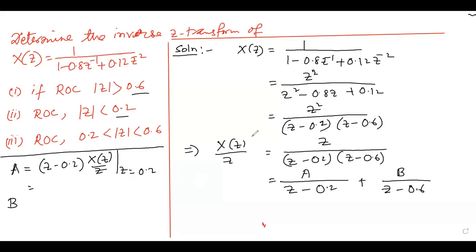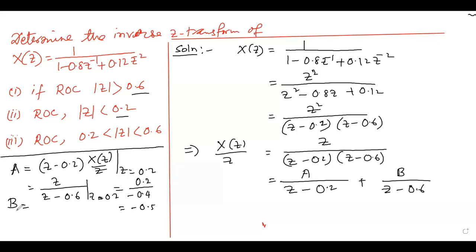A is z minus 0.2 times X(z) by z. What will be the value? So z minus 0.2 and z minus 0.2 will cancel out. So we have z by z minus 0.6 at z equal to 0.2. So 0.2 by minus 0.4, what is it? Minus 0.5.